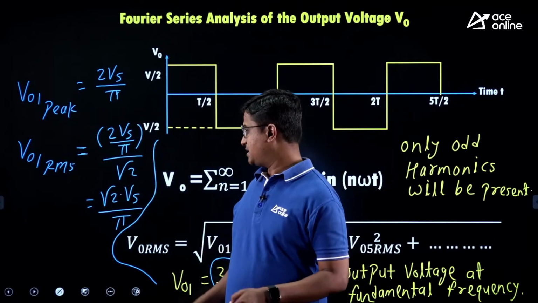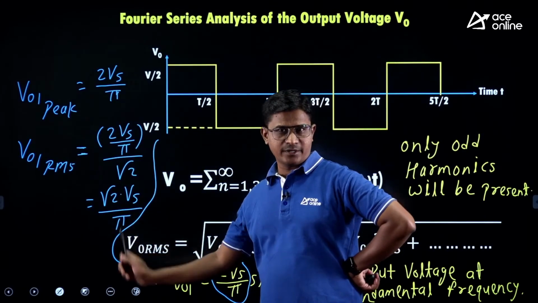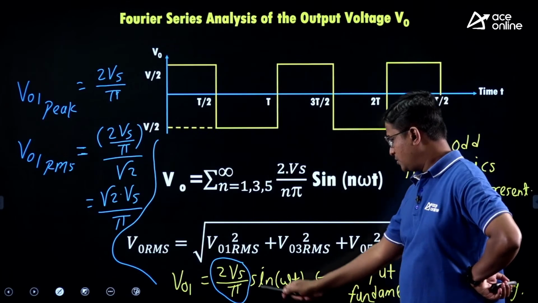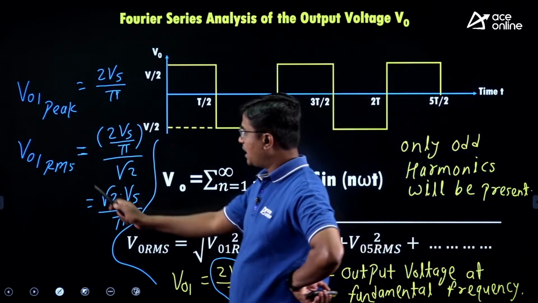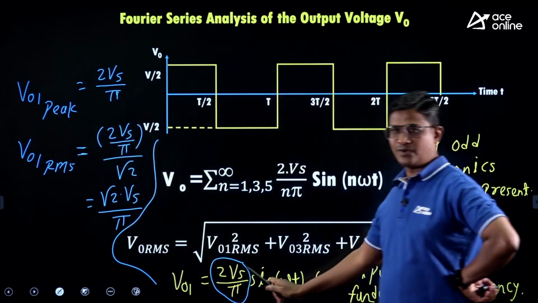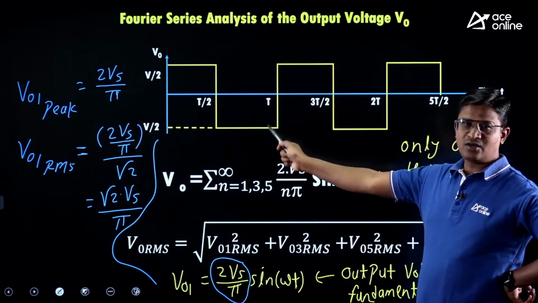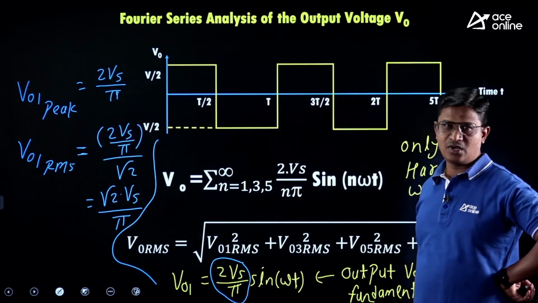So this expression root 2 Vs by pi is important. The V01 expression 2 Vs by pi sine of omega t is important too. V01 RMS, V01 peak and V01 expression. Which harmonics are present? Only odd harmonics are present.